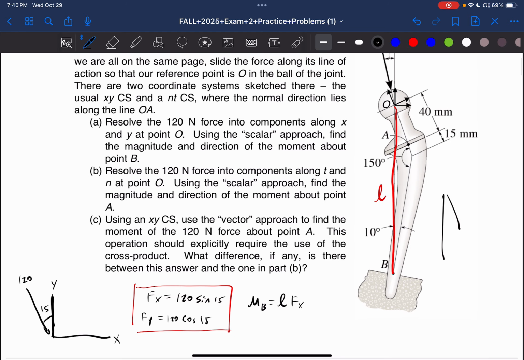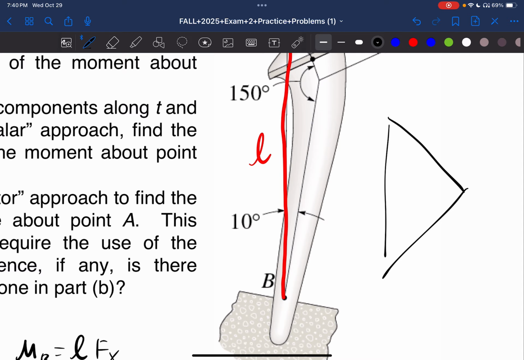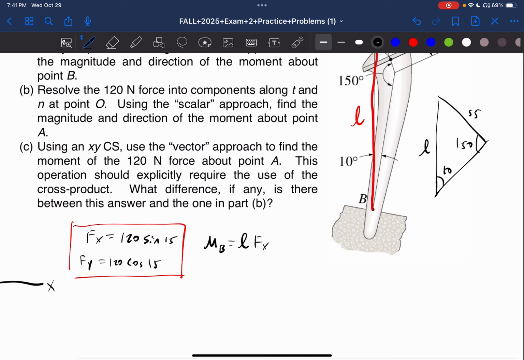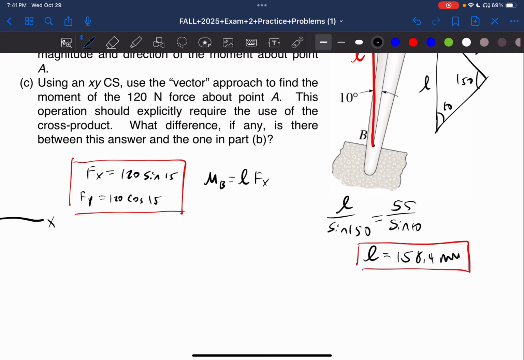So what is L? We can find L by doing a triangle and then applying some trig. We're told that this is 10, this is 150, and this is L, this is 55, 40 plus 15, which is 55. Let's use the law of sines. L over sine 150 is equal to 55 over sine 10. Calculate this, L is going to be equal to 158.4 millimeters. Okay, now that we have this, we can just plug it in.